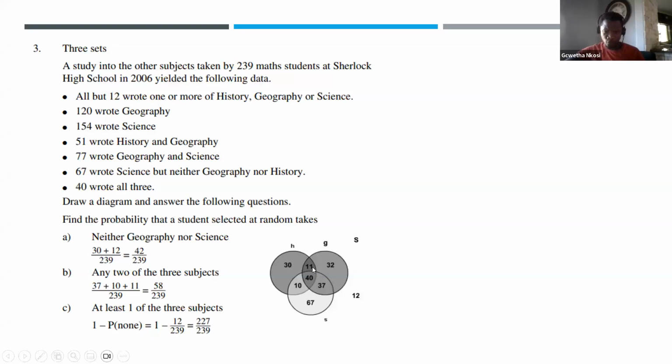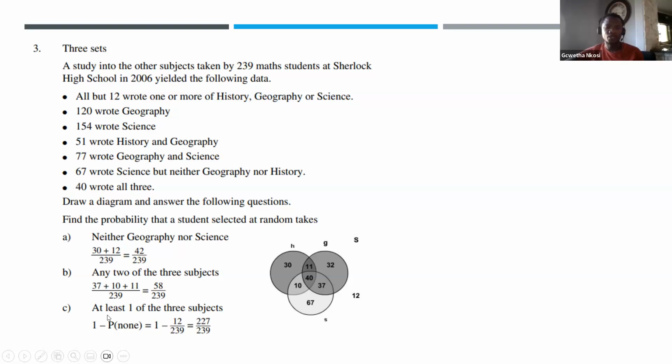So now you've got this 11 where it's only history and geography. That's the 11. You've got this 10 where only history intersects with science. So you've got this 37 where science intersects with geography. So it's 37. So any two of the three subjects, you have to take 10 plus 11 plus 37. So all divide by what? The sample space, which is 58 over 239.